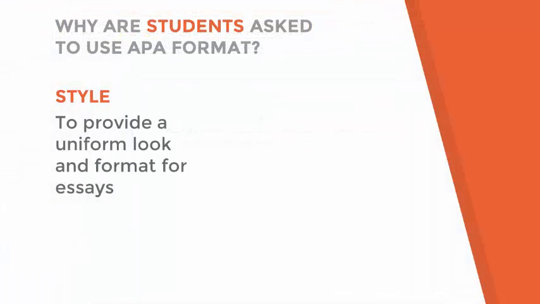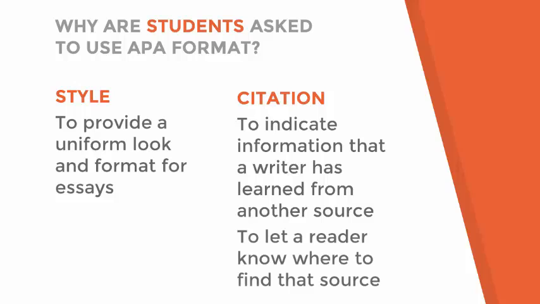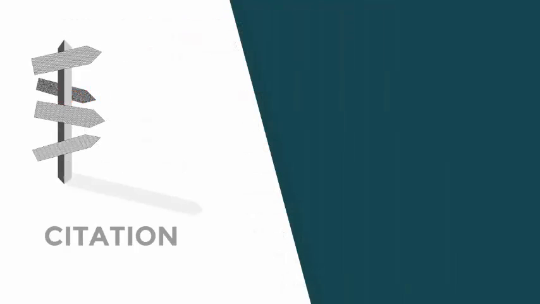In fact, let's talk about the citation that you'll be doing in APA format. The first purpose of citation is to indicate information that a writer has learned from another source. The second purpose is to let a reader know where to find that source. Let's talk about the ways that you can do this in APA format. The first part of citation in APA format is going to be your references, which go on the reference page. The second will be the in-text citations, which will be interspersed throughout the text of your essay.